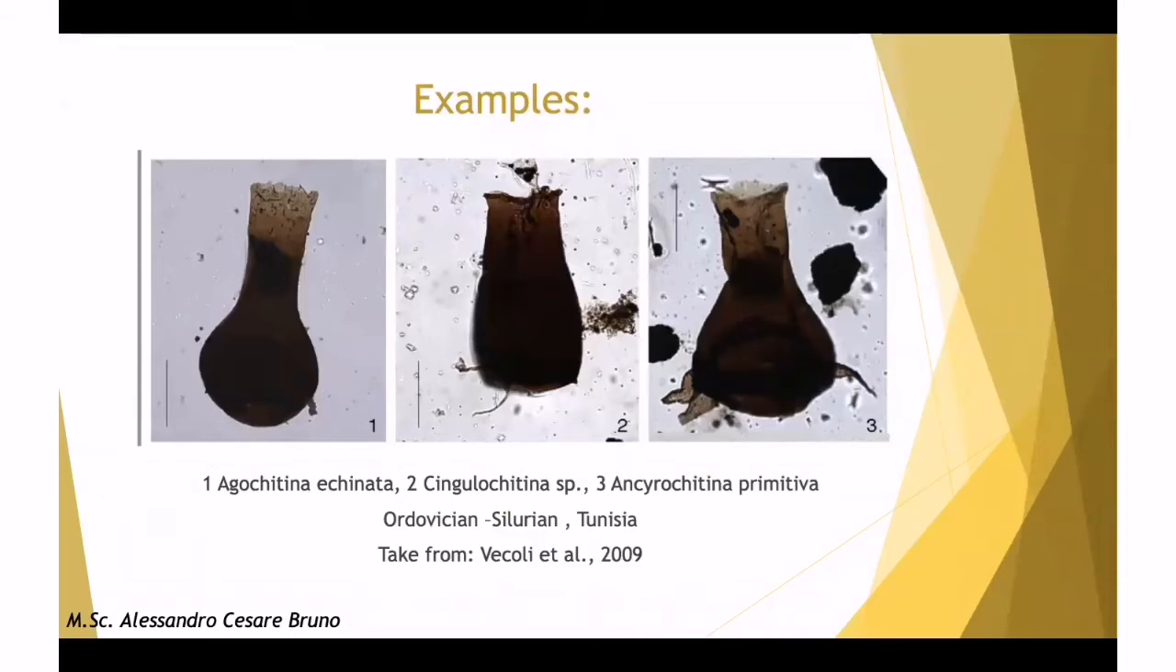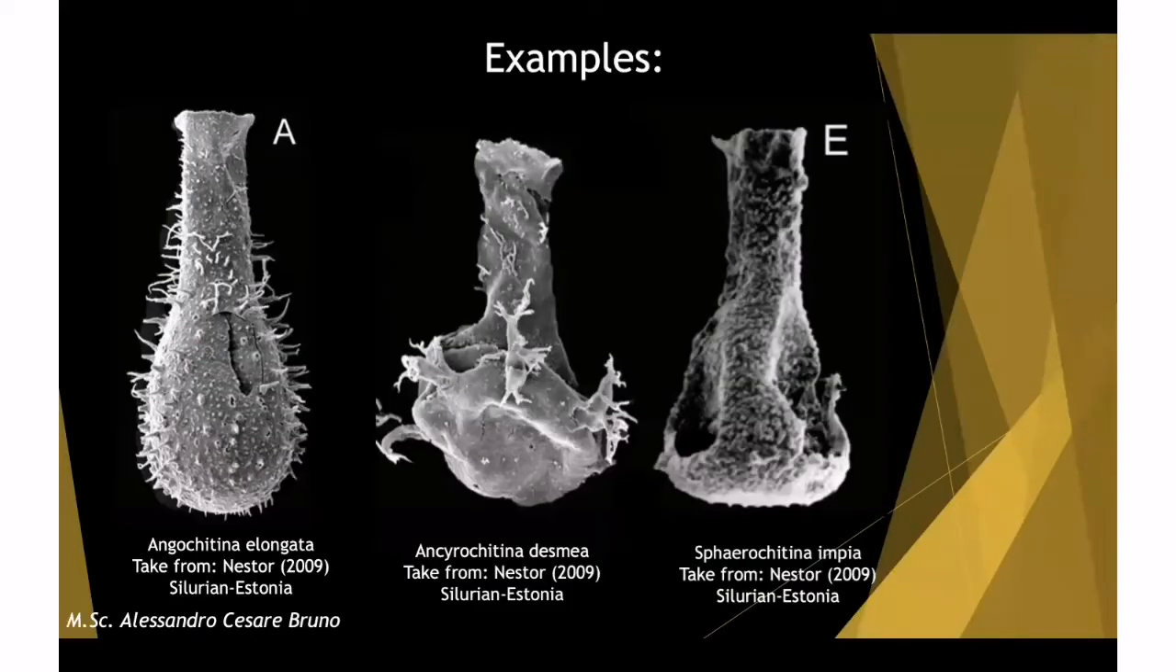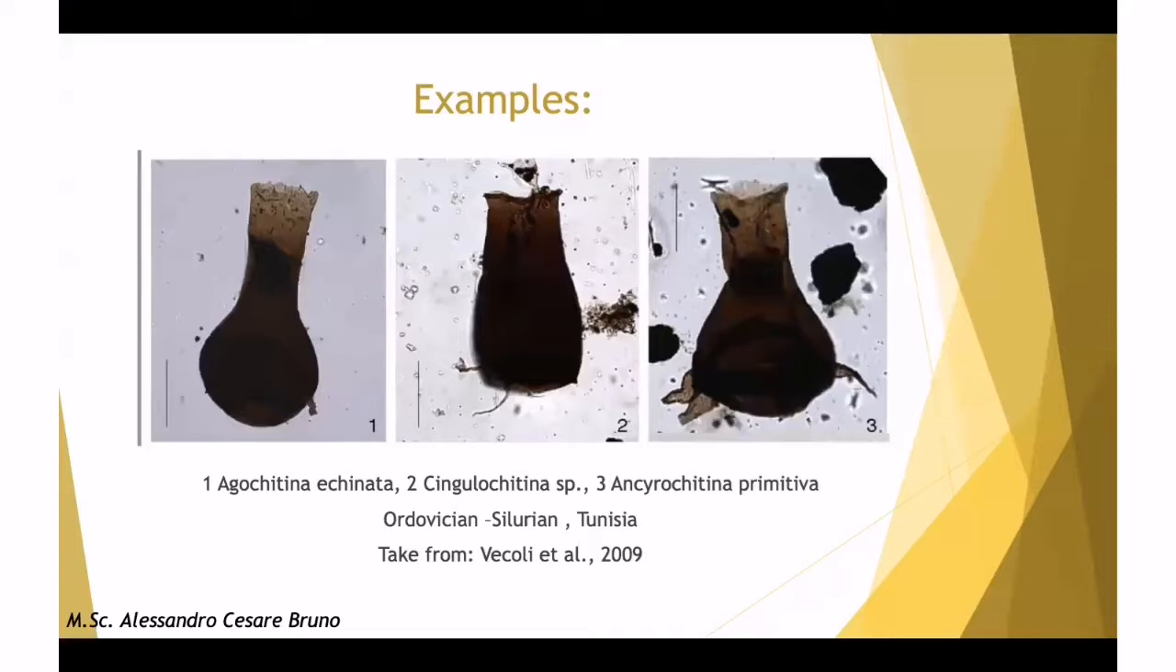And here we can see other examples of how you can see chitinozoans in a transmitted light microscope or biological microscope. Chitinozoans are generally always studied with a scanning electron microscope. Why? Because you can see in this picture that they are dark brown. The composition of their vesicle is very dark, so the light cannot pass easily through the particle, and you cannot see all the ornamentations very well in a biological microscope or a transmitted light microscope.